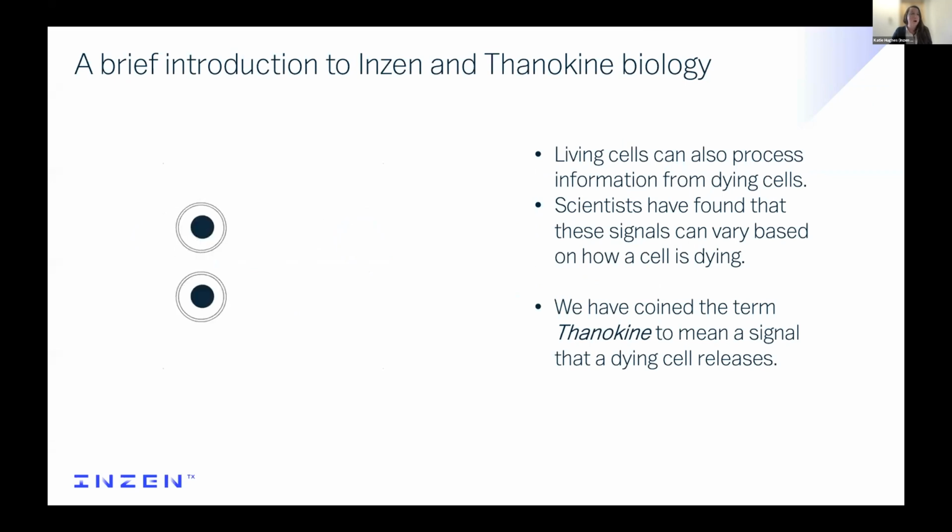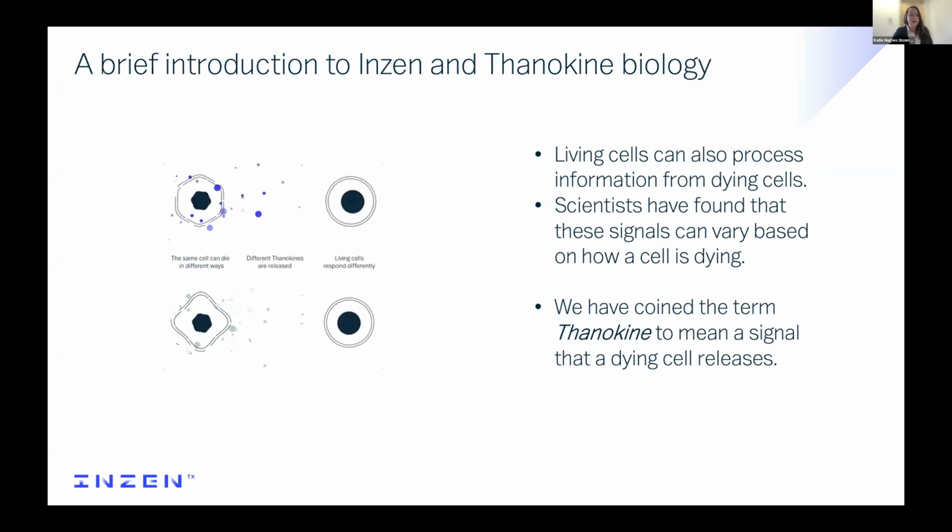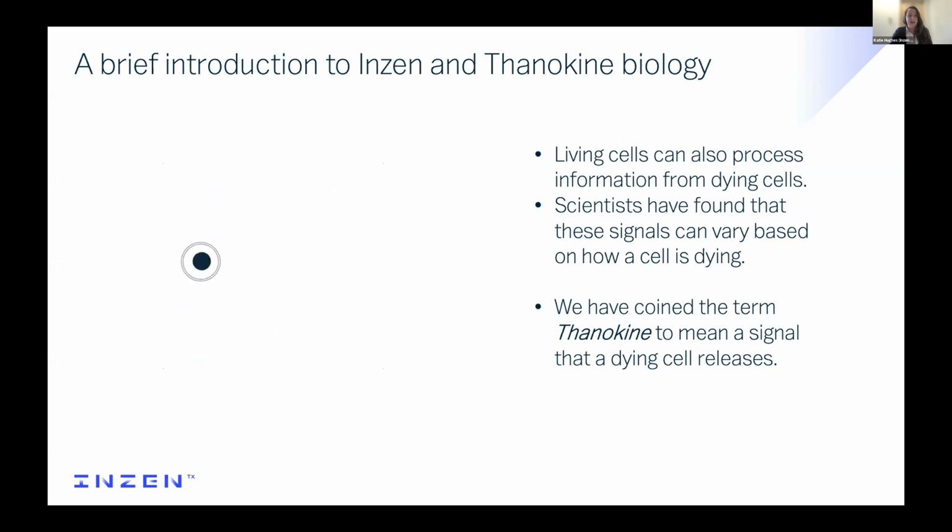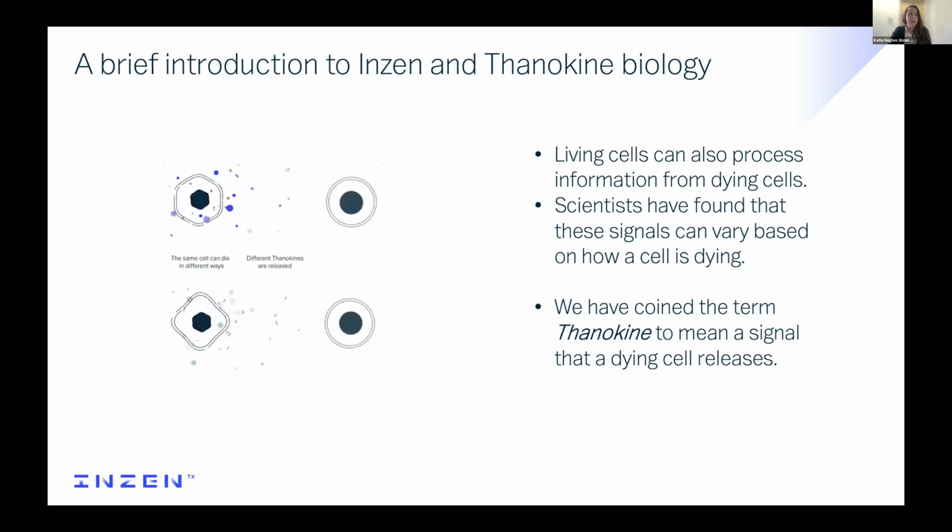Living cells can actually also process information from dying cells, and scientists here and elsewhere have found that the same cell can die in various different ways, and that the signals it releases can vary based on how this cell is dying. We've coined a term, thanokine, to mean a signal that a dying cell releases.